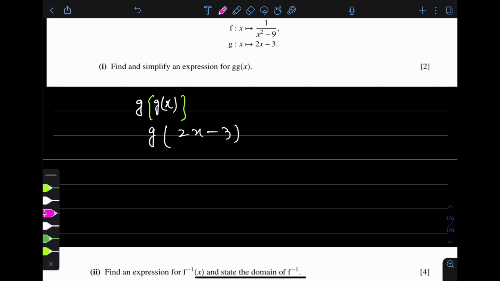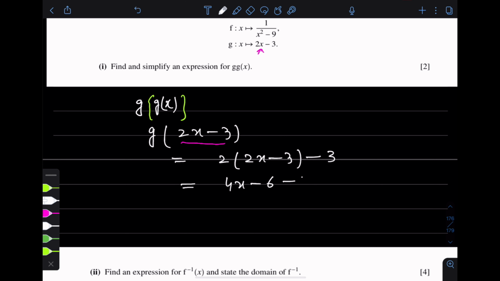Now in place of x in the original function, we will put this. This becomes 2 within brackets, 2x minus 3. After simplifying we will get 4x minus 6, minus 3 is also here. 4x minus 6 minus 3 becomes 4x minus 9. This is g of g(x).